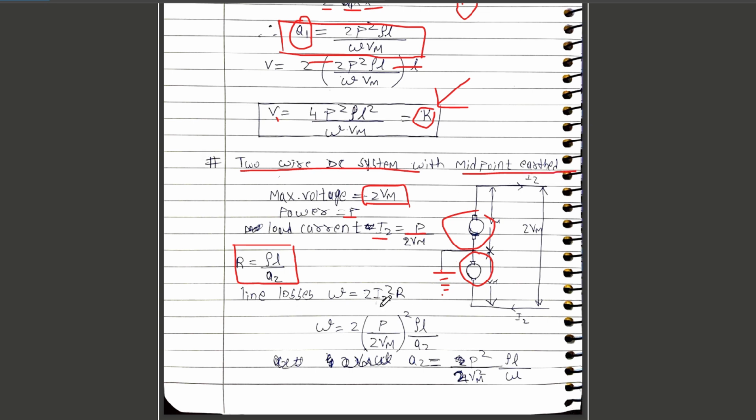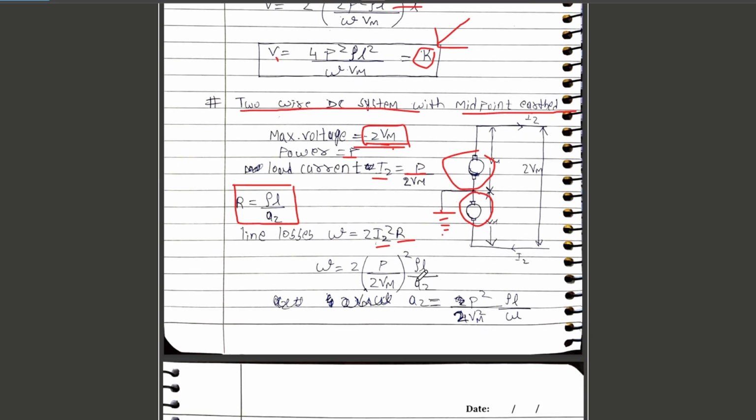So the line losses will be 2 I2 square R. Just put the values of I2 and R in this. We will get P upon 2 Vm, where Vm is the maximum voltage. Here it is twice of Vm, so we have put twice of Vm, the whole square, times rho L by A2, where rho is resistivity, L is the length of the conductor, and A is the cross-sectional area. Rearranging this equation, we will get the cross-sectional area of the system, which is P square by twice of Vm square.